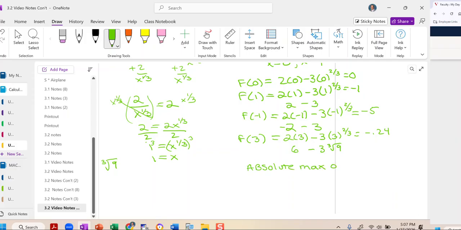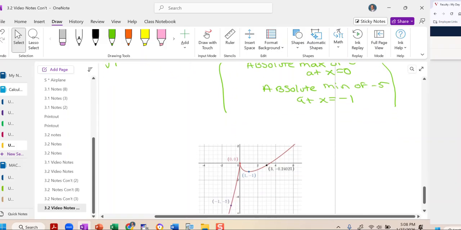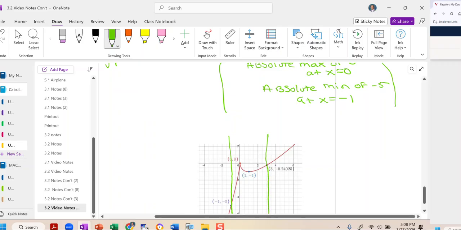So that means the absolute maximum is 0 at x equals 0, and the absolute minimum is -5 at x equals -1. And you can check the graph. Notice, remember, the interval is between -1 and 3. That's the interval you're looking at. So notice this is the highest point and this is the lowest point.